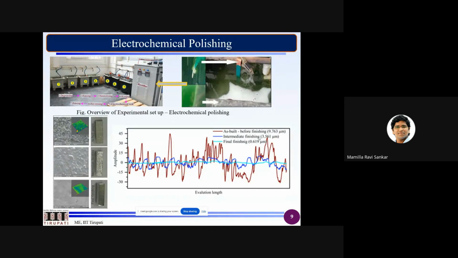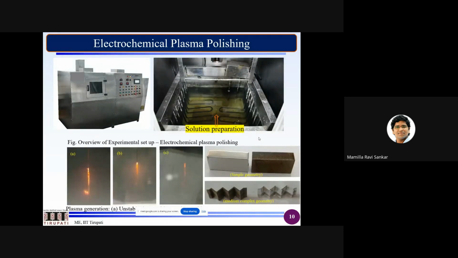That is the capability of this machine, and most industries use this particular process because it is economic. This is electrochemical plasma polishing. Basically, this is nothing but EDM plus ECM type of work. You can see the component as built, and later it is rusted.